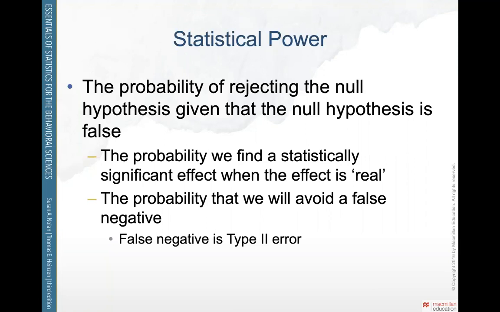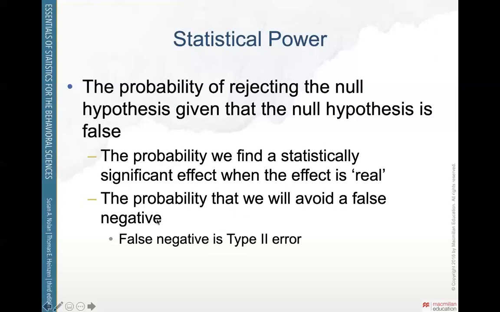A small percent of the time, you're not going to find a statistically significant effect, even though you should. The probability that we do find one is statistical power. The probability we find a significant effect when the effect is real. Another way of saying this is the probability that we avoid a false negative. The probability that we do not commit a false negative.